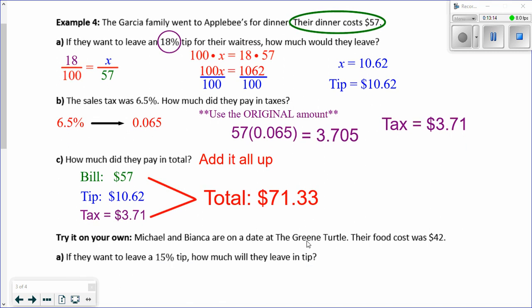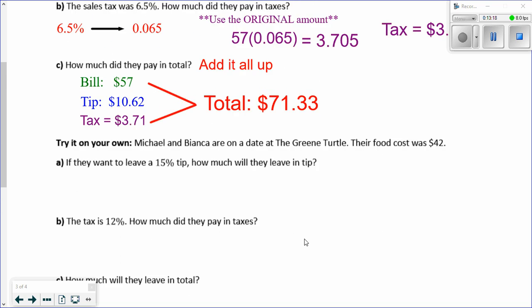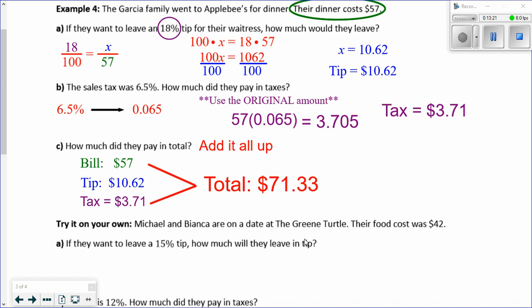Okay? And the last one you guys are going to try on your own. Okay? If you have any questions, you can write them down, or you can go ahead and write a comment on the assignment on Google Classroom, and I can answer it there.